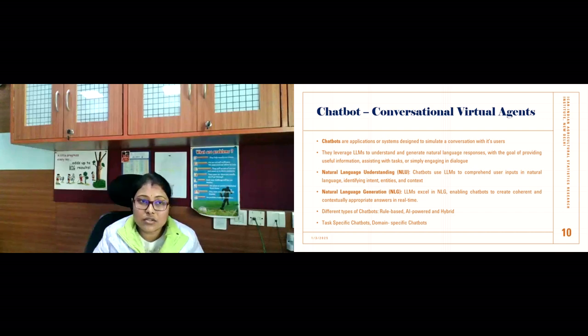So in the development of a chatbot, there are mainly two components. One is natural language understanding, and the second one is generation. In understanding, chatbots use large language models to comprehend user inputs in natural language, identifying their intent, the entities involved in the user prompt, and the context of the user who is asking the question. And in generation, once again, LLMs excel in natural language generation, and this is how they enable chatbots to create contextually appropriate answers in real time.